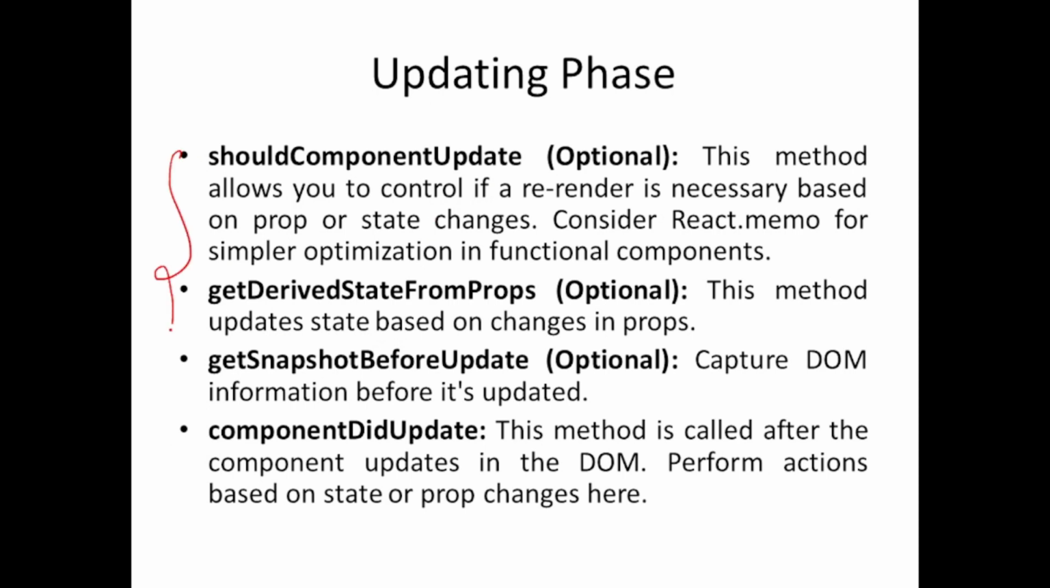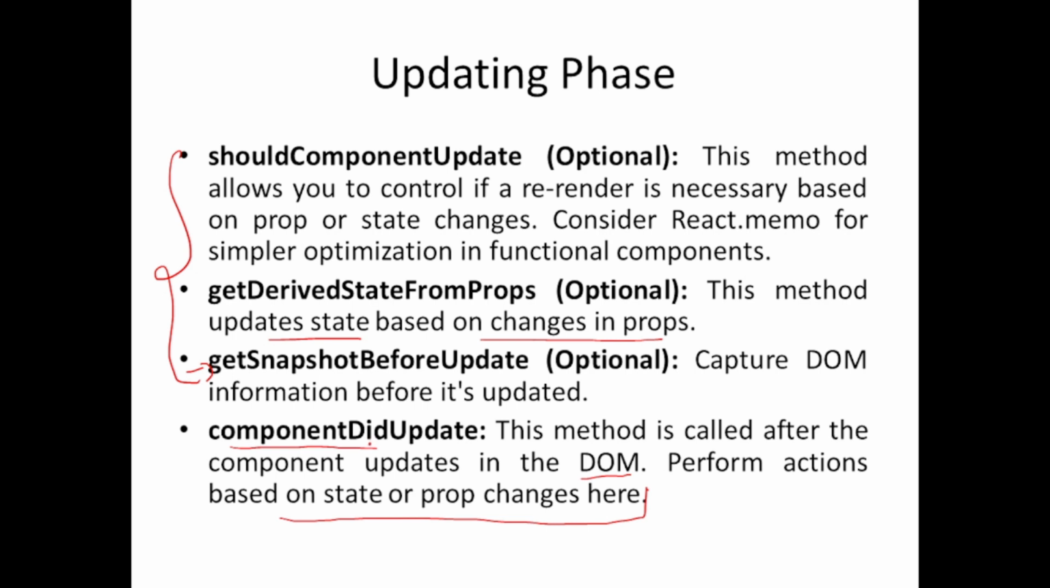And there are other optional methods like getSnapshotBeforeUpdate. Before you actually update the component in the updating phase, you can capture the DOM information before it's updated using getSnapshotBeforeUpdate. getDerivedStateFromProps updates state based on changes in props. All these methods are optional, so let's not dive into these methods. Let's take a look at componentDidUpdate. This is called after the component updates in the DOM. Perform actions based on state or prop changes here.